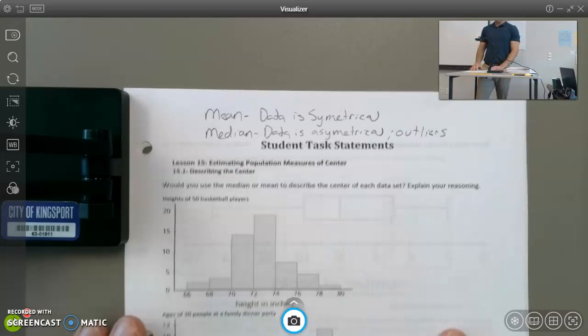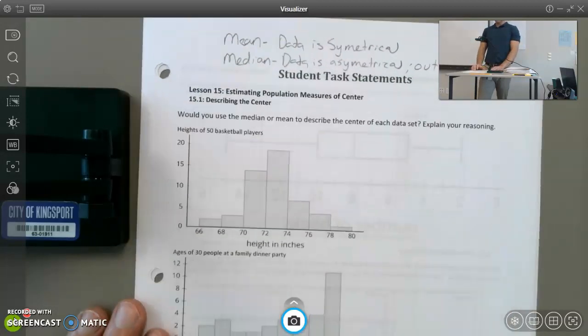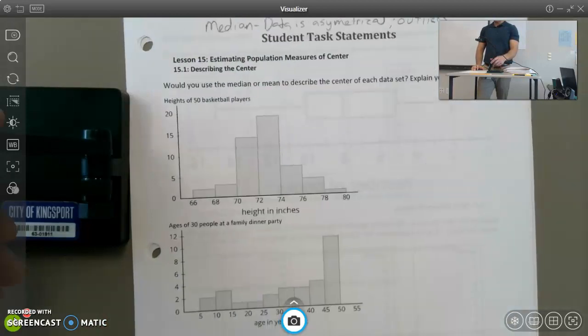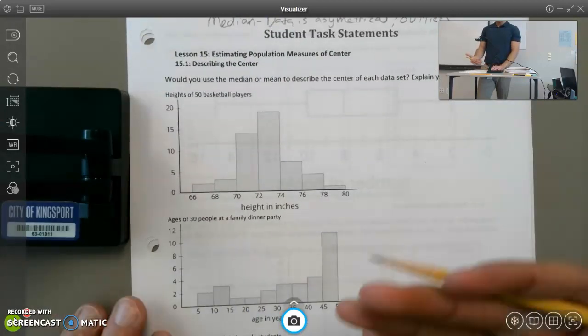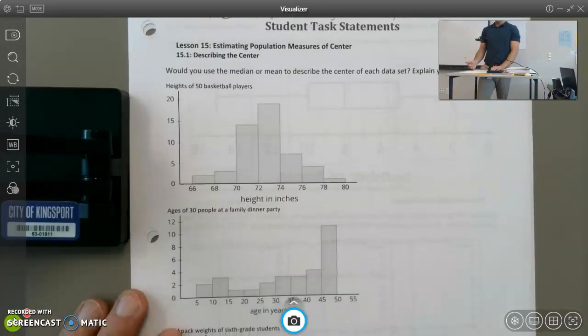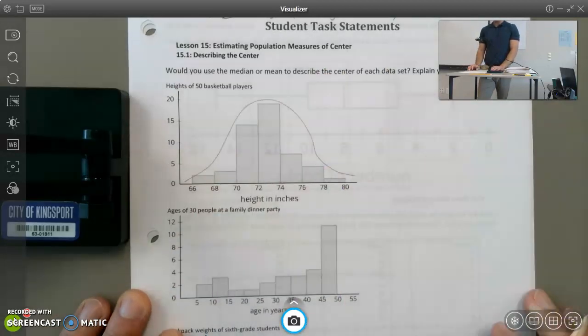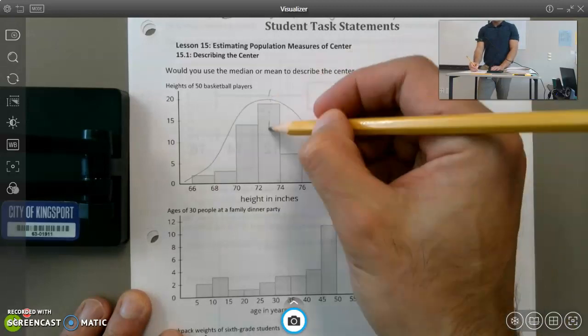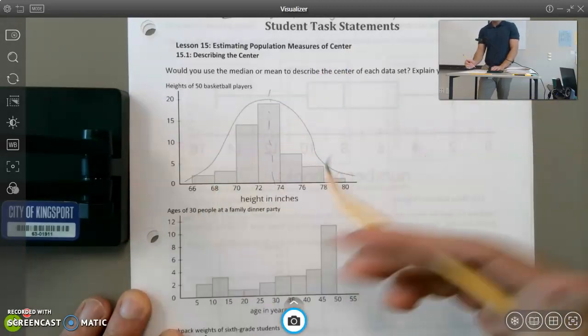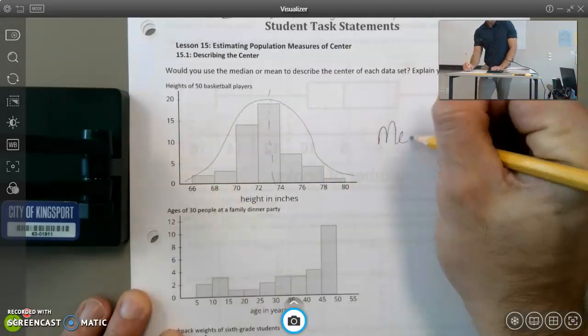So as I look at this graph on 15.1, I'm looking to see which one I should use, mean or median. I see data that is essentially symmetrical. I can cut that in half, and it looks about the same on both sides. In that case, it would be appropriate to use the mean.